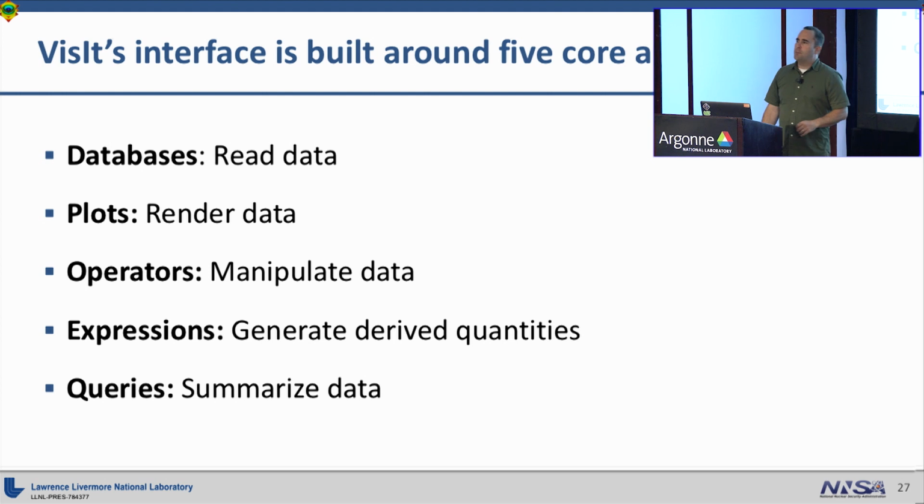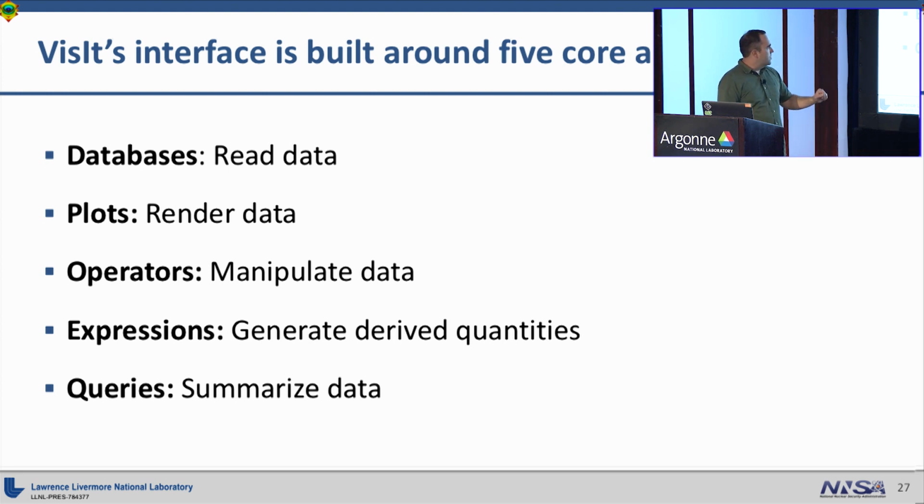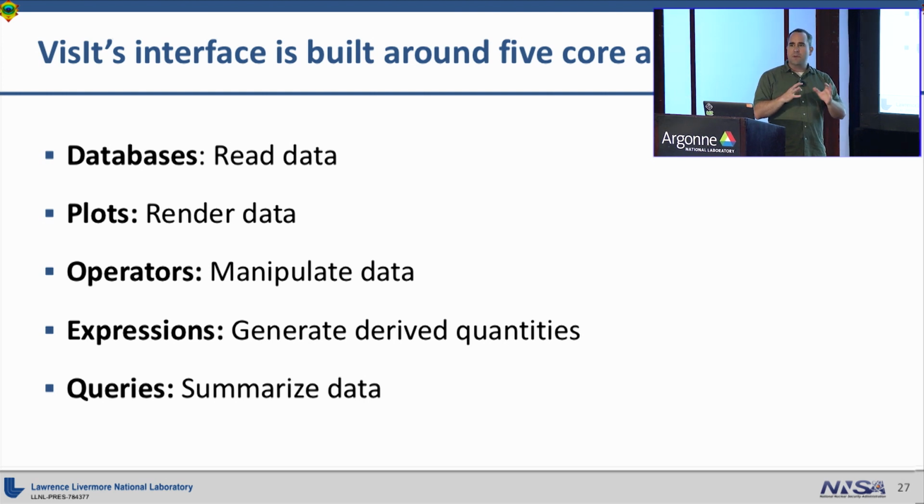The next are operators. Operators are how we manipulate data. This is your slicing, dicing, thresholding, things of that nature. You can think of them as filters, but filters can be more general than just manipulating data or cutting data. The last 2 are really important, but they're a little harder to describe. I guess expressions is a little harder to describe. Expressions is sort of like a domain-specific language that allows you to take fields that are already in your data set and compose them with some mathematical equations in order to make a new field.